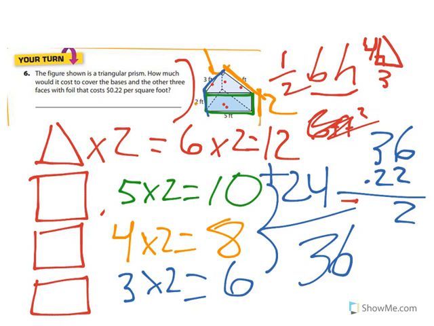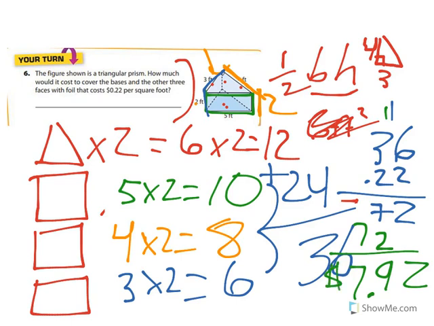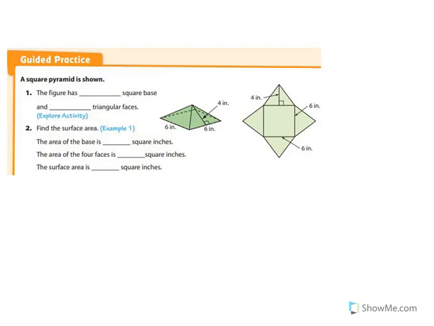All right. So now I need to do my math. I'll do it in a different color so you guys can see it here. 72, so 792. So $7.92 would be the cost to cover that with foil. All right, so again, this is how you're going to do it. You're going to see an example like this just in a minute.